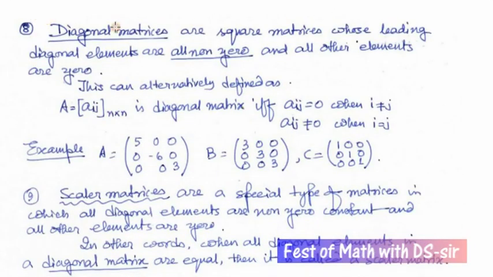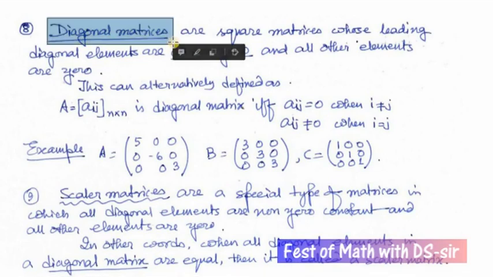Next comes diagonal matrix, like diagonal determinant. What was the definition of diagonal determinants? A determinant is called a diagonal determinant if all its leading diagonal elements are non-zero and all other elements are 0.